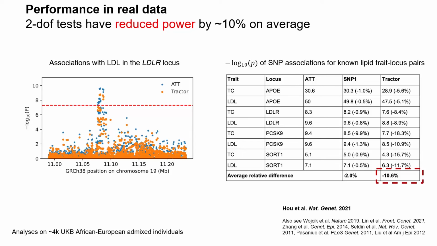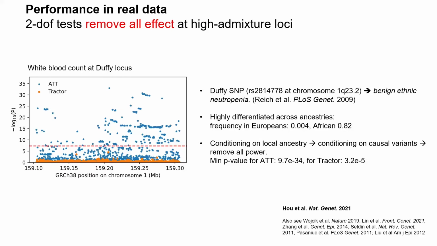Essentially, you get slightly 10% less power by methods that account for heterogeneity across the board. And this is fully expected because you need to pay a penalty because of the extra degree of freedom test. But really, if you focus on just loci where you see a large frequency differentiation, and this is the case for this Duffy SNP, which happens to be one of the highest differentiated SNPs between Europeans and Africans, you see these methods that correct for local ancestry completely miss this signal.